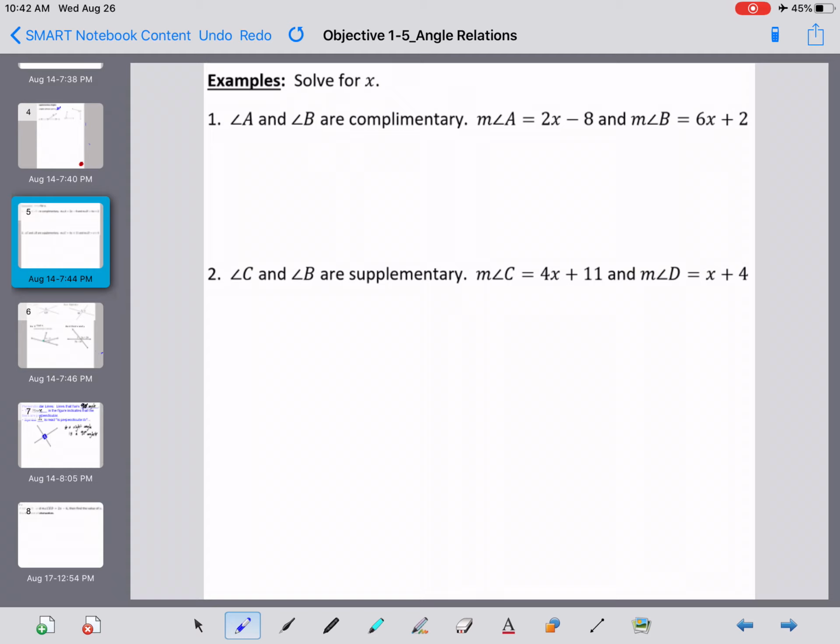I know that angle A and angle B are complementary. The measure of angle A is 2x minus 8, and the measure of angle B is 6x plus 2. So I've got to remember, what does this word complementary mean? Right, 90 degrees. So that means when I add angle A and angle B together, they will equal 90 degrees. So let's set that up.